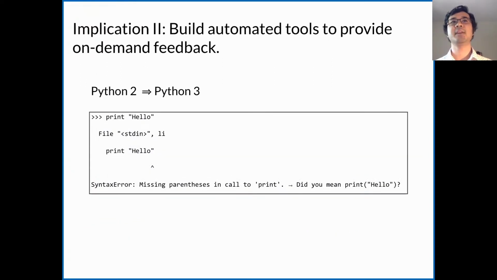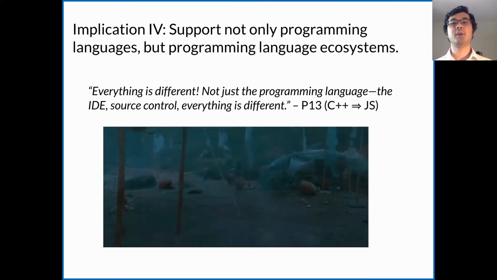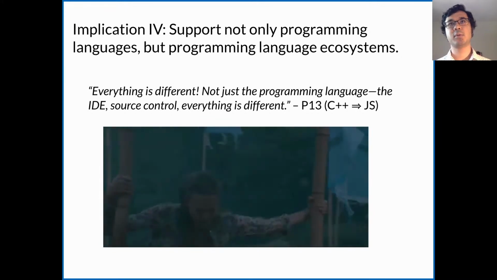The second one being, when we start to talk about tools, we can try to build automated tools that provide on-demand feedback. A really simple example is going from Python 2 to Python 3. If you use print as a statement, you get a nice compiler error message saying maybe you meant to do the function call instead. And finally, we should not only support languages, but also language ecosystems.